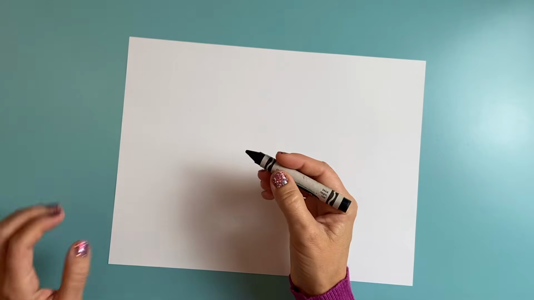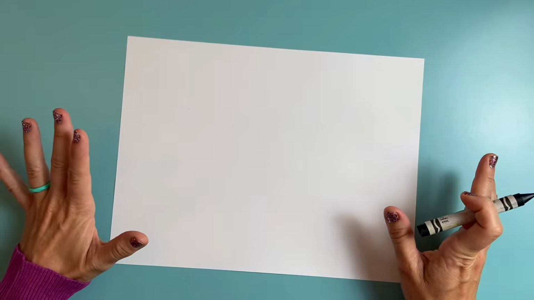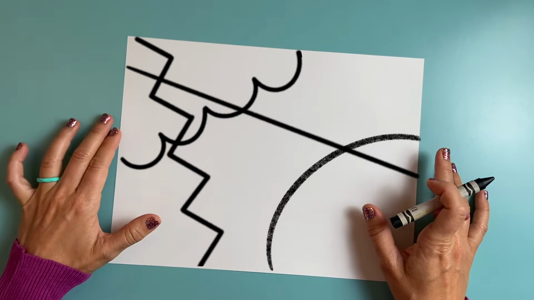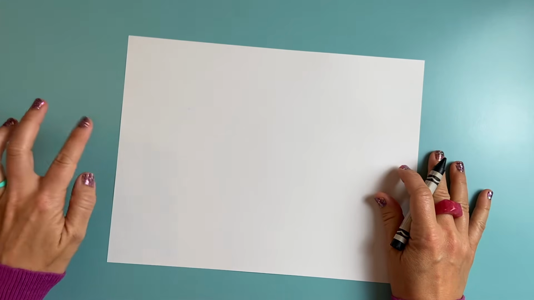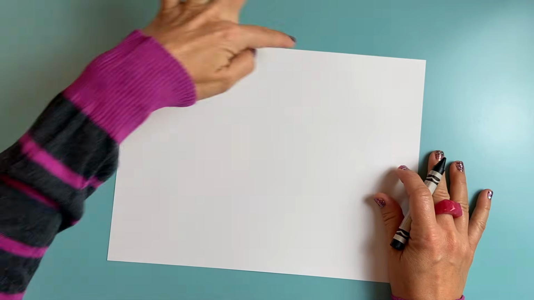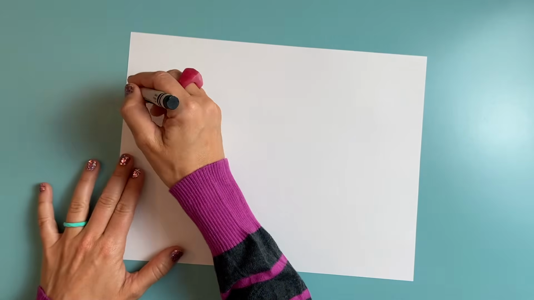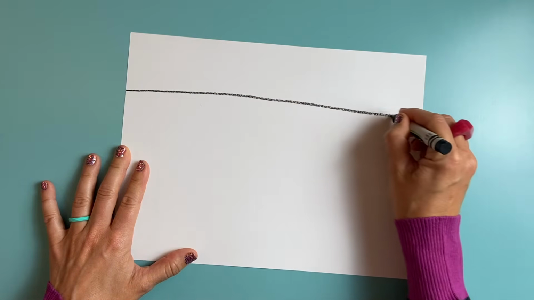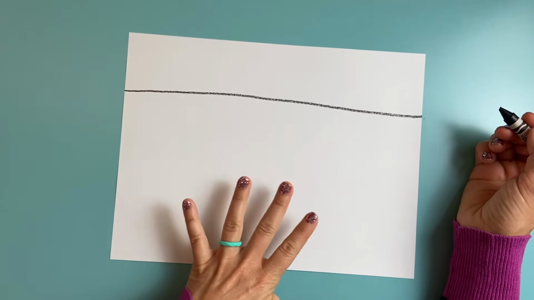I'm gonna use my black crayon and I'm gonna create 5 lines on my artwork. And these can be straight lines, curved lines, wavy lines, zigzags, or curly lines. All of the lines that I'm going to draw are going to reach from the edge of my paper to another edge. Okay, I'm going to start with just a plain old straight line, and I'm going to make my line horizontal across my page. There we go. I have 1 line. That means I need 4 more lines on my page.